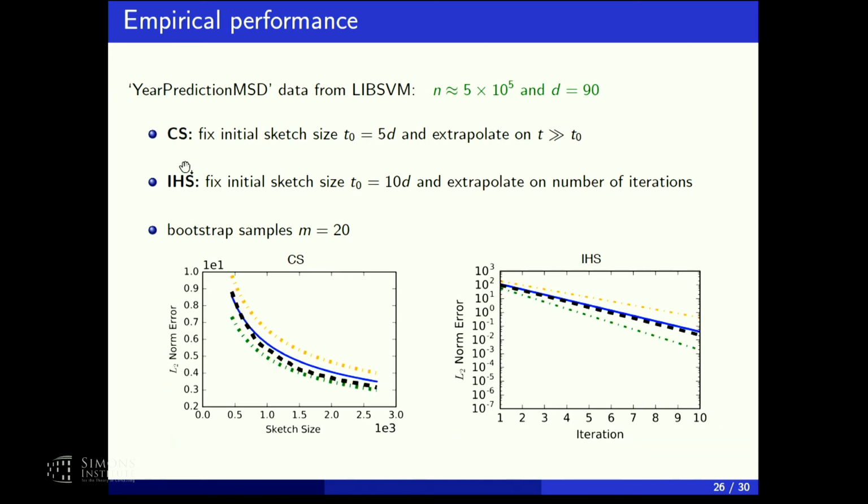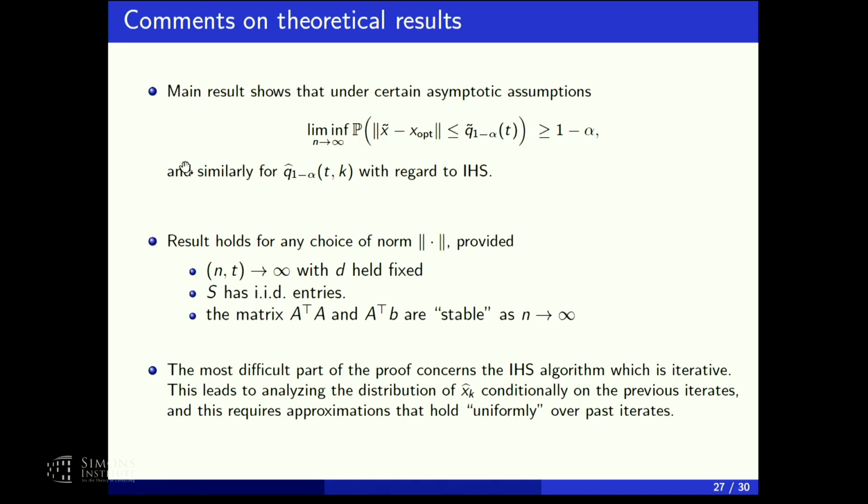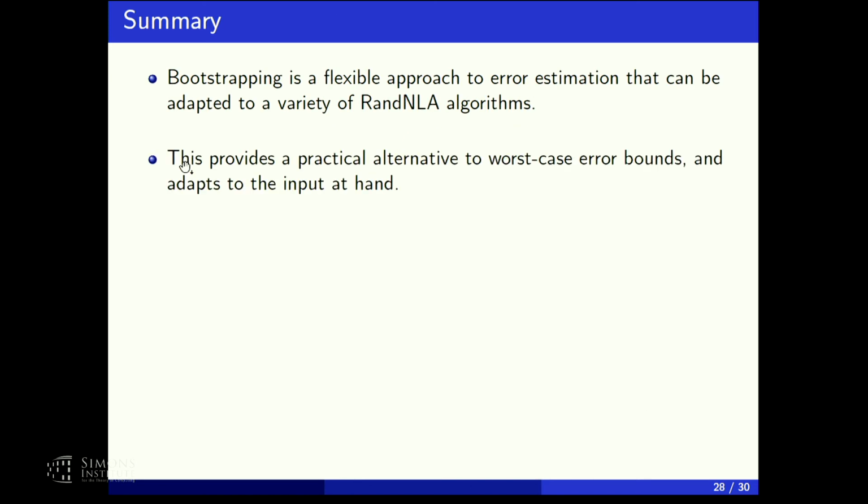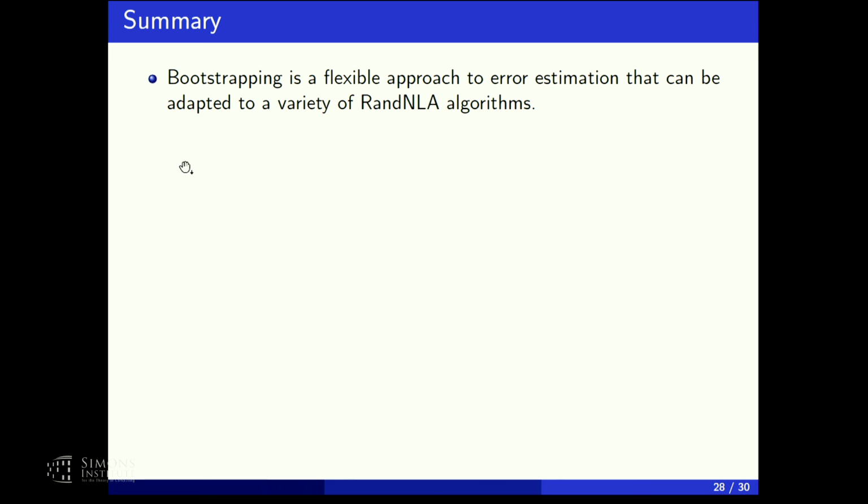Right, so here are some plots. I'm using extrapolation here as before. In the iterative Hessian sketch, I'm going to use a linear extrapolation rule rather than the square root of t rule that I described earlier, and that's just because this particular algorithm has a linear rate of convergence. That's all I'll say. We have some reasonable theory. I don't have time to get into it, so I'll just make some closing remarks.